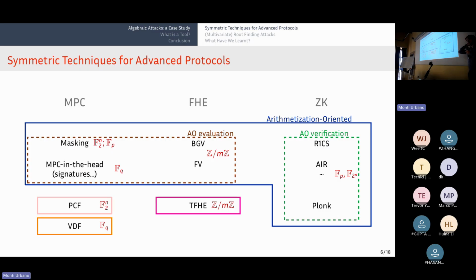Or it can be p's that were chosen specifically to play well with some protocols, like the Goldilocks prime that is used very often, which is 2 to the 64 minus 2 to the 32 plus 1. It's just 64 bits long. And now they are moving to even shorter primes, like the Mersenne prime, which is 2 to the 31 minus 1.